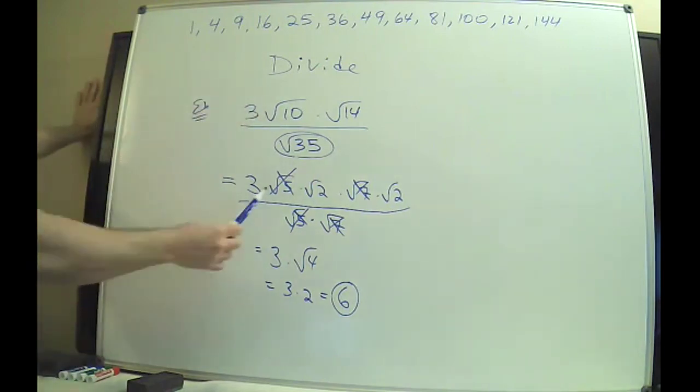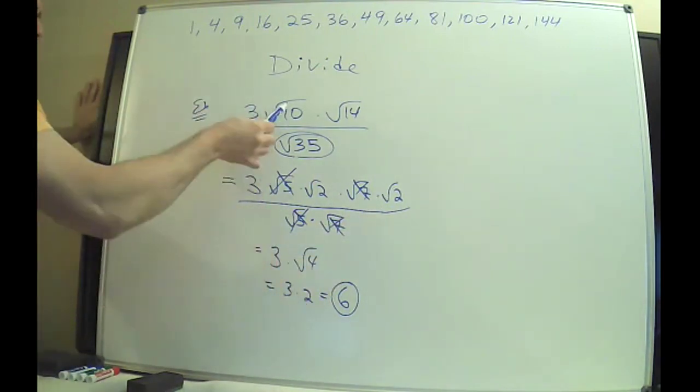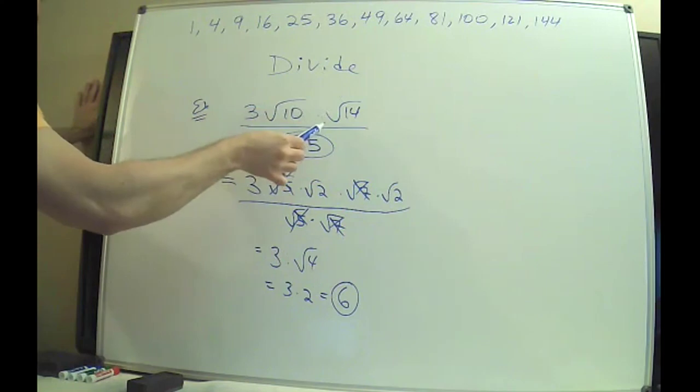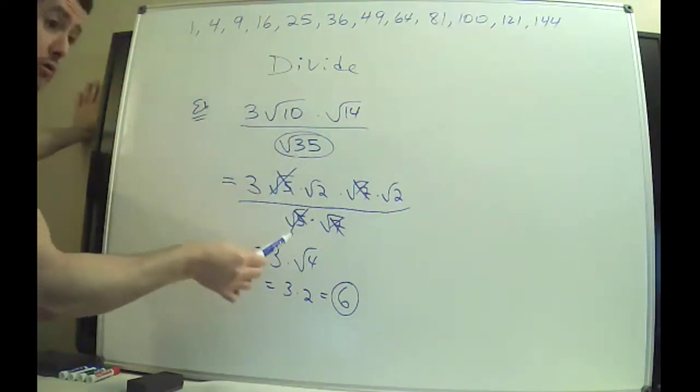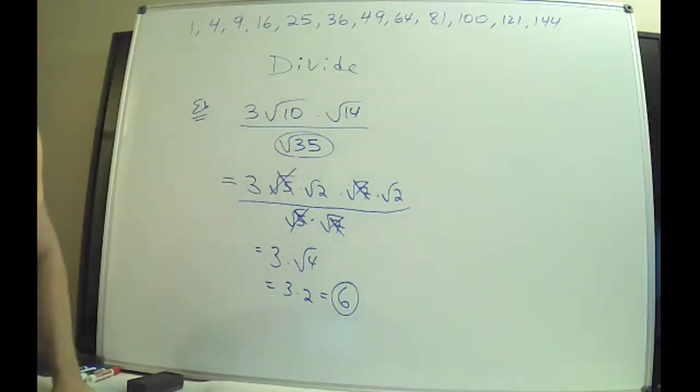In this case, you had no choice but to split it all up. The radicals here do not divide evenly. So you had to do this. You had to split them all up into smaller radicals and then cross out the ones that they had in common.